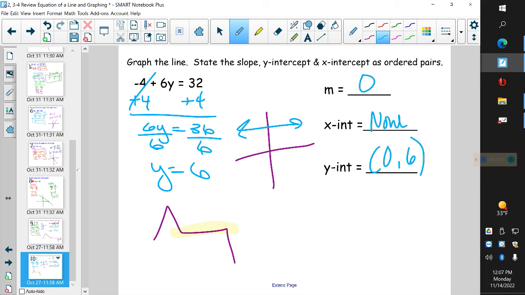Can I take a picture of this? Yes, you may.